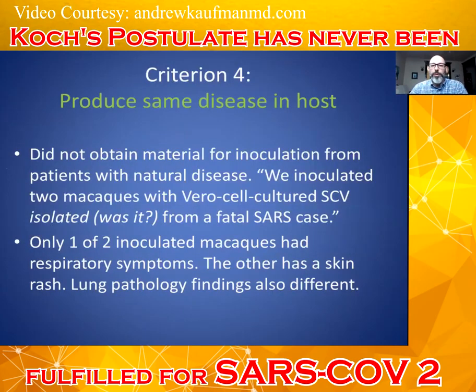So criterion 4, produce the same disease in the host. They did not obtain material from patients with the natural disease. Instead, they used the virus that was cultured in monkey kidney cells. So once again, those cells would be producing exosomes, and the virus was never isolated, so it's not really clear what exactly they're inoculating them with at all. However, out of those 2 macaques, and they only did this with 2, only one of them had respiratory symptoms. So in other words, even if you say that they really did inoculate them with something they isolated from a sick person, they didn't cause the same disease in both of the hosts, only in one of them.